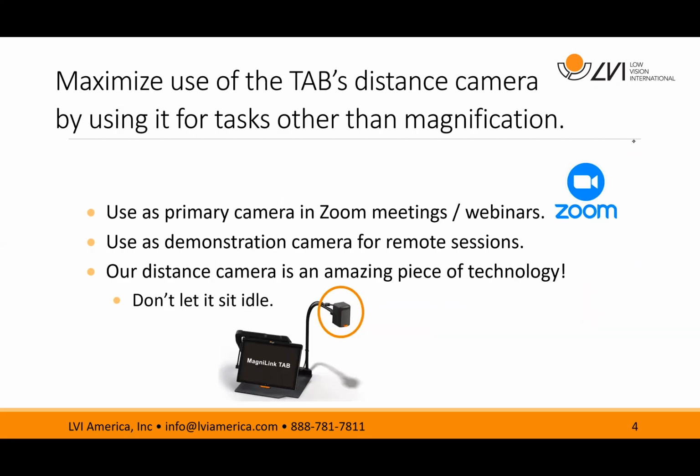The first one is to maximize the use of the tab's distance camera. So the tab, there's a picture at the very bottom. There's a picture of the tab in the stand, and then Catherine put a circle around the distance camera. This camera is a 10x optical zoom camera. You can use it as your primary camera for Zoom meetings.